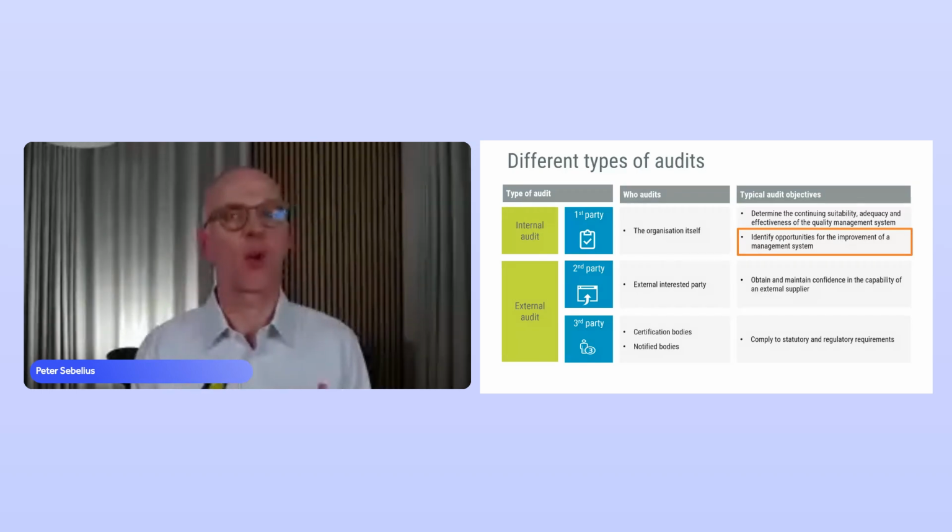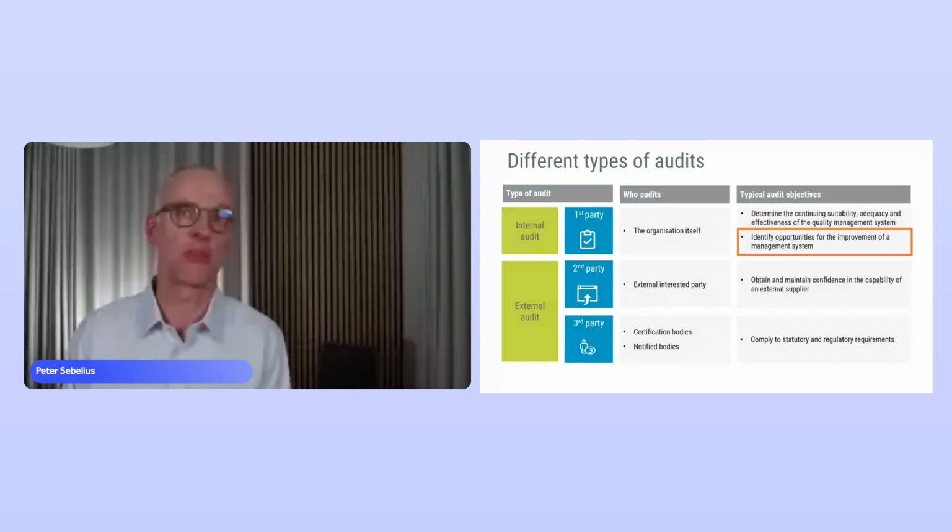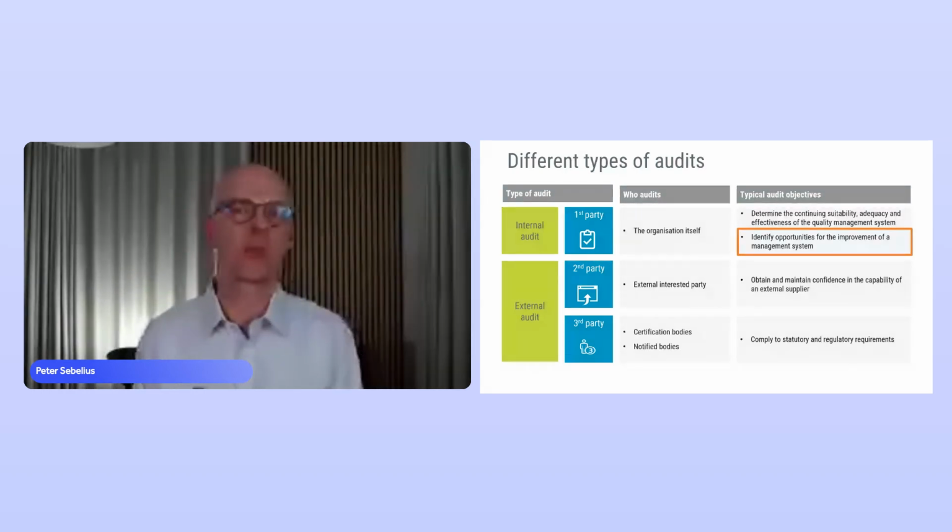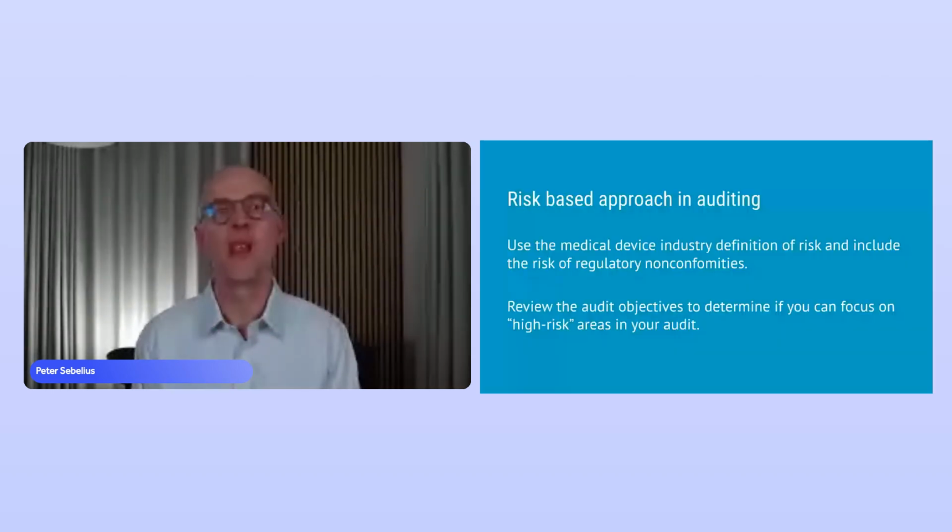if you are going to identify opportunities for the improvement of a management system, you could focus on areas where you think you will find the biggest improvement. Thus, you can use the risk-based approach to spend more time on areas based on the magnitude of risk that would be the result of failing in a particular area, and base it on the definition in ISO 14971.